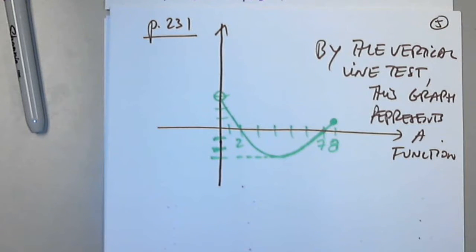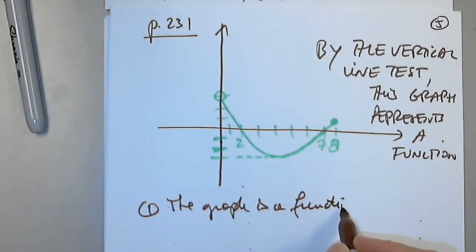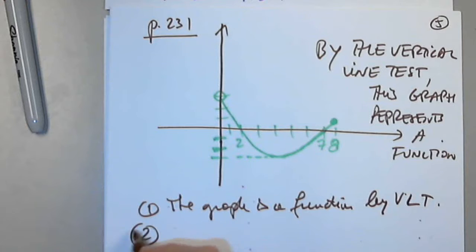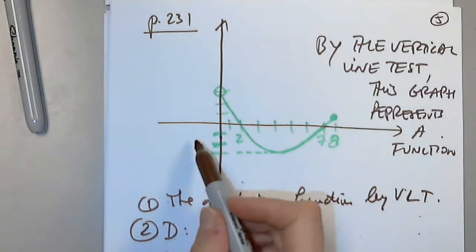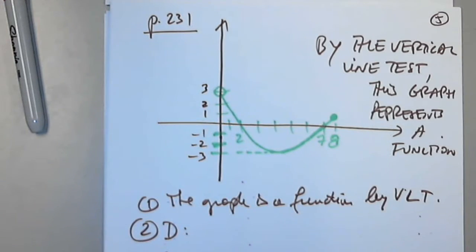Perfect. I have tons of questions here. So number one, the graph is a function by the vertical line test. We already have that. Number two, I'm asking you to give us the domain and then the range. What is the domain of this function, and how do we determine the domain?